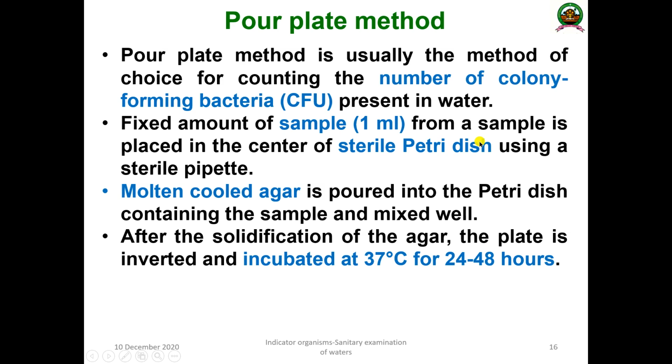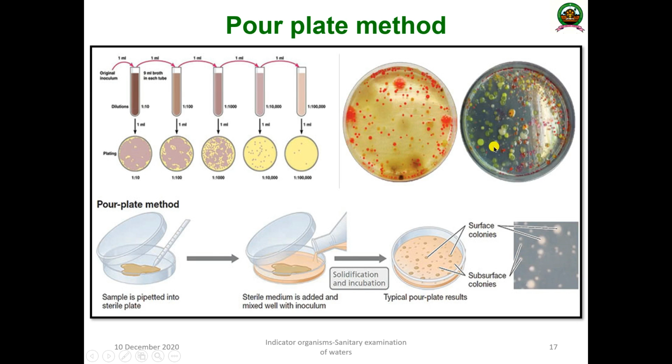That gives the total number of individual bacteria. There is a name called colony forming unit. This is one particular colony. That means, don't think it is only one bacterium. That colony has 1,000, 20,000, 30,000 or millions of bacteria.